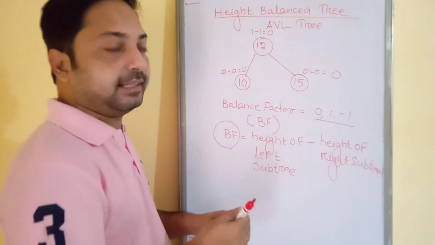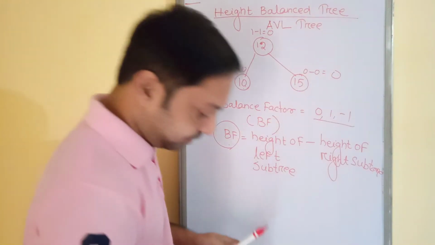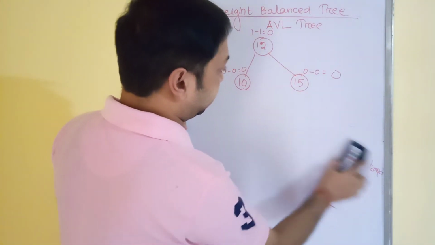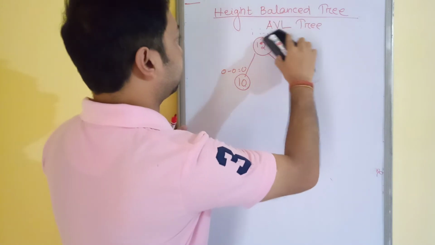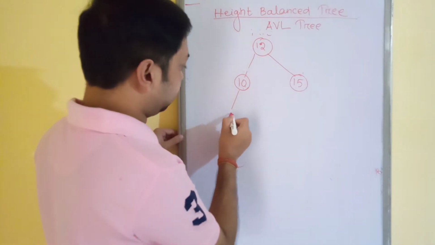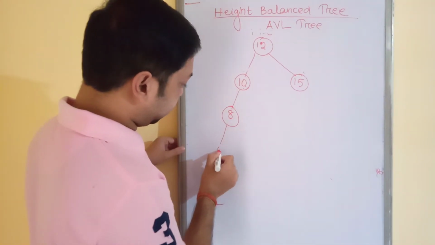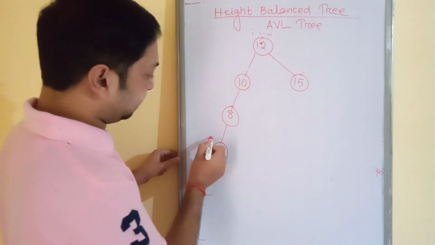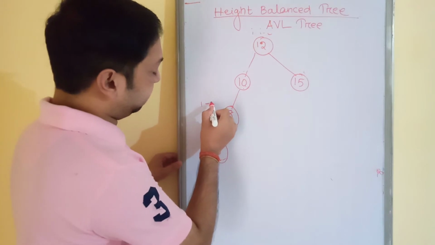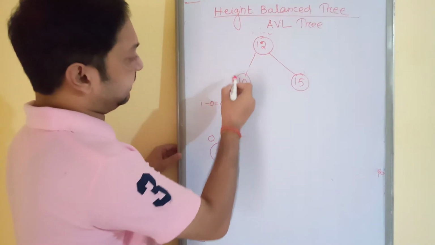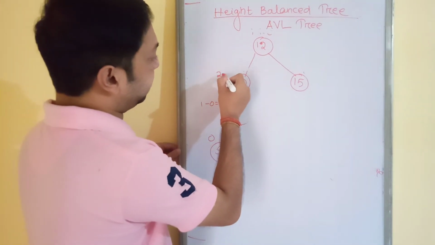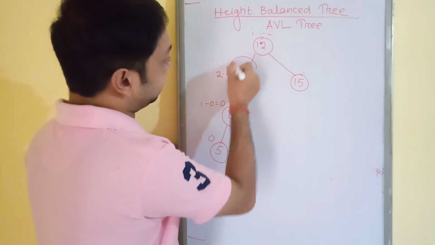Now the question is, what if one of your nodes is unbalanced? Let us see how to find that. Let this be 5. Now see, it has balance factor 0. For 8 it will be 1, because on the left-hand side 1, right-hand side 0. So 1 minus 0 is 1. For 10, now you can see here, it has 2 on the left-hand side, right-hand side 0. So 2 minus 0 is 2. So now you can check this one.